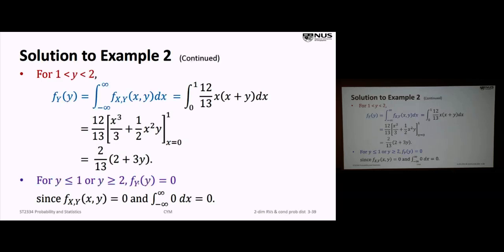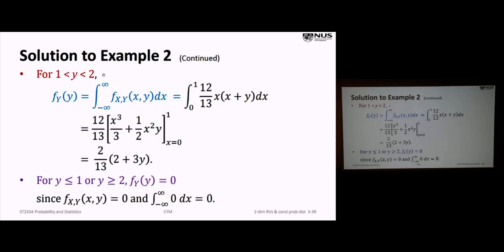Now, to find the marginal PDF of y, what do I do? Remember, if y lies outside the region 1, 2, then the joint PDF of x and y is equal to 0. So I don't need to worry about that case because the marginal is 0 outside that interval. As I did very similarly when finding the marginal for x, the marginal for y is the joint PDF of x and y, and I integrate over x, all of the possible values that x can take.